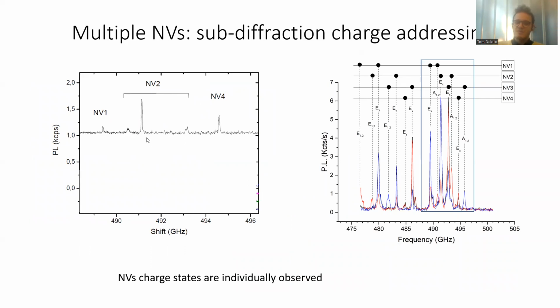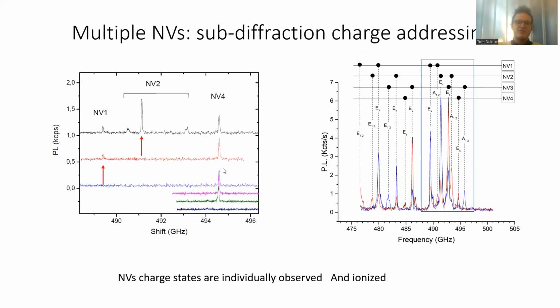And you can go further. If you use a higher power red laser and you park it at one of those lines here, you can selectively ionize the NV that this line corresponds to. And if you do a subsequent low power readout, this is what you then get. You see that the 3 peaks assigned to NV2 have now disappeared. And you can repeat this process and ionize, for example, a second NV, NV1 here, eventually reading out NV4 several times until we finally ionized it as well. So what you have here is individual observation of the charge state of the NVs within that cluster, as well as control through ionization. So if you think about it, what you have here is a 3-bit sub-diffraction memory.